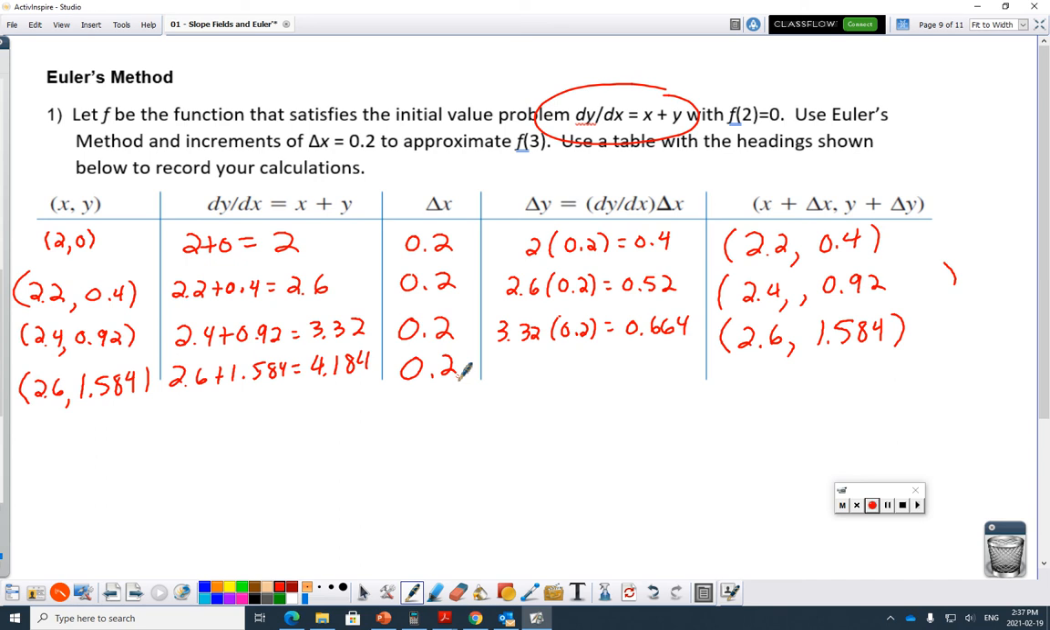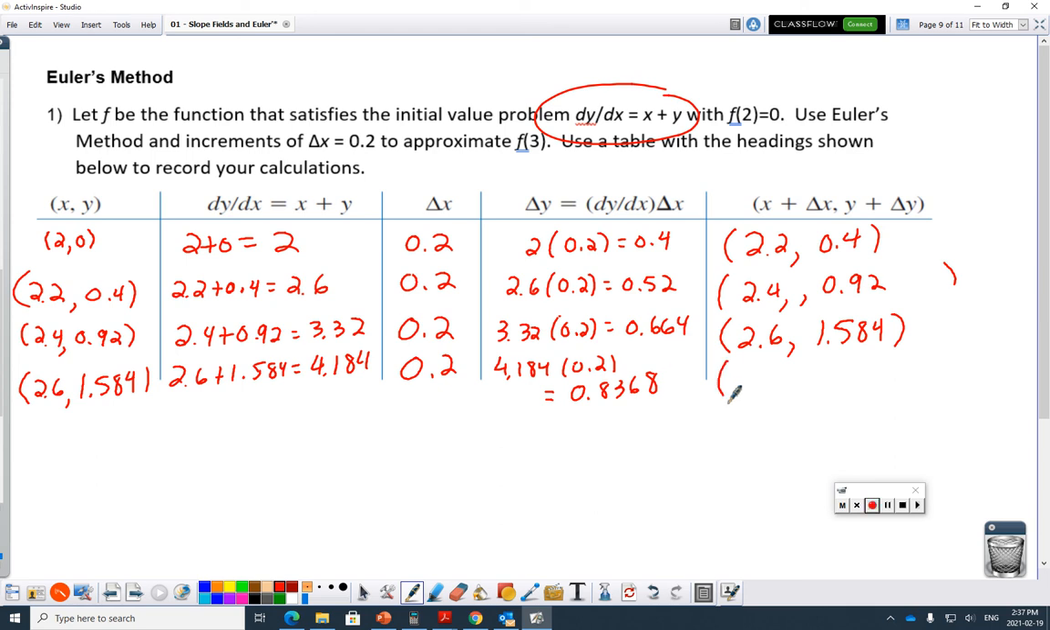Yeah, multiply the slope by the delta x. Say, okay, just multiply it to get your estimate for what the y should be. And so I'm going 4.184 times 0.2 equals 0.8368. Again, late in the day, we're not going to trust my mental math at this point.